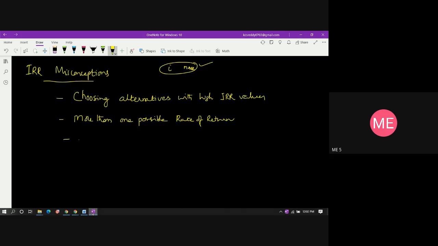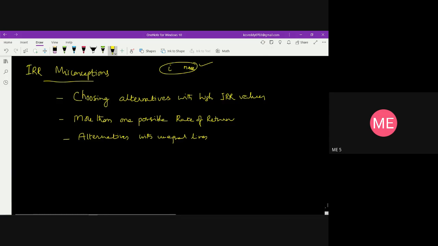And one more is alternatives with unequal lives. So these are the three misconceptions which you can find in the case of IRR calculations. We'll discuss them one by one.